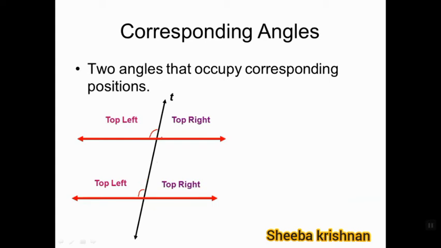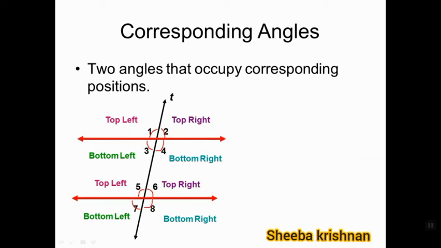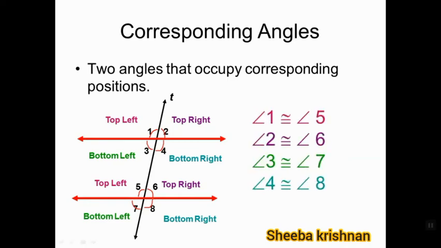Next, these two angles, this angle and this angle. These are corresponding angles. So this angle is equal to this angle, and this bottom left, this angle and this angle, these two angles are corresponding angles, so it is equal to this angle. And next, this angle is equal to this angle. These are corresponding angles. So angle 1 is equal to angle 5, angle 2 is equal to angle 6, angle 3 is equal to angle 7, angle 4 is equal to angle 8.